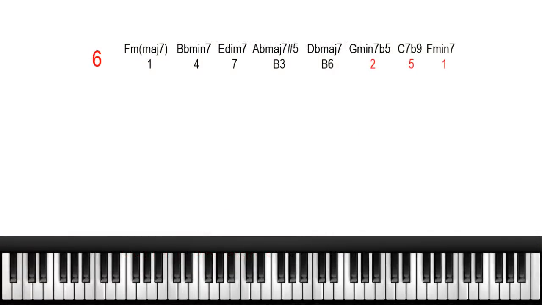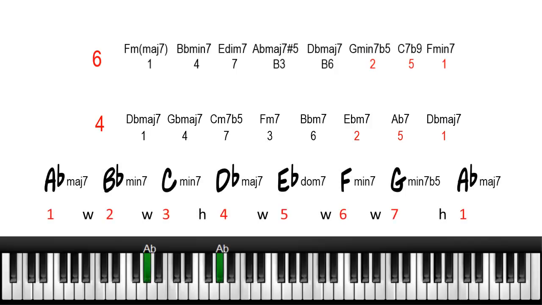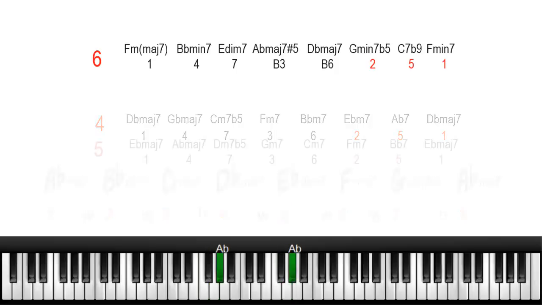In this example, the borrowed chords will be coming from a scale based on the 6th tone of the scale and based on the 4th tone of the scale. So let's look at the scale real quick. A flat is the 1, B flat is the 2, C is the 3, D flat is the 4, E flat is the 5, F is the 6, G is the 7, and then we're back to A flat.